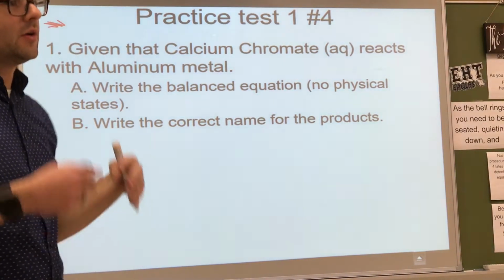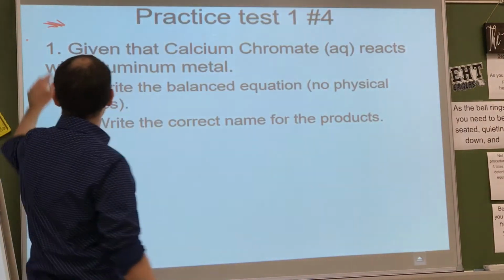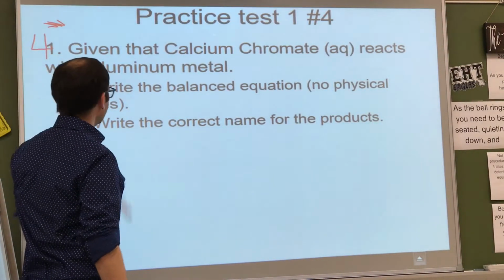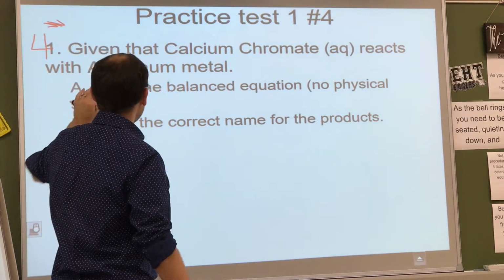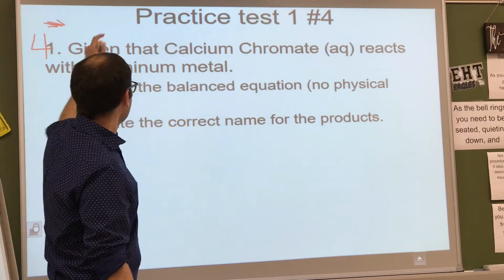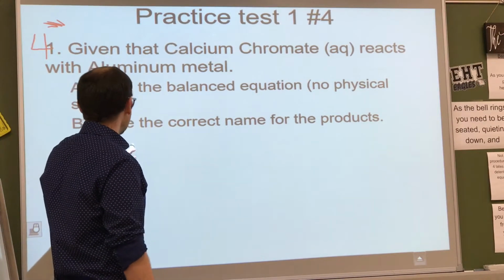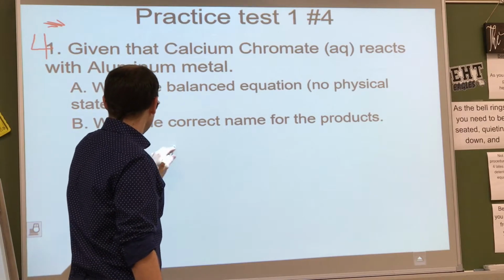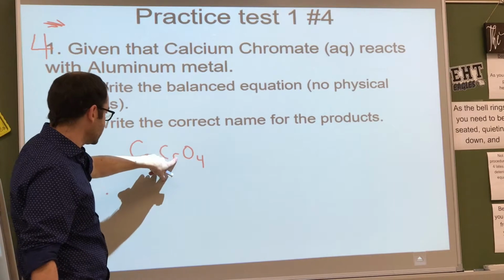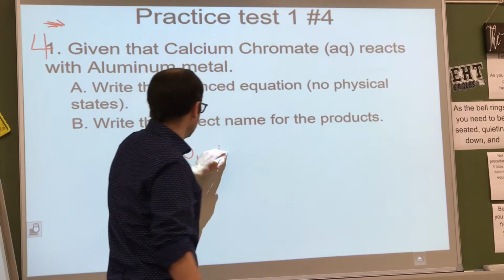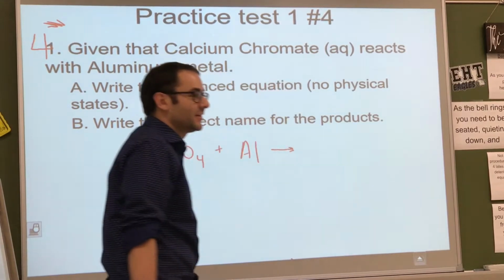Okay, so we're working on practice test 1, problem number 4, not number 1. And the first thing it asks you to do is write the balanced equation with no physical states for calcium chromate reacting with aluminum metal. Okay, so calcium chromate. Calcium's +2, chromate's -2, so that's good. Plus aluminum. James, what kind of reaction is this?